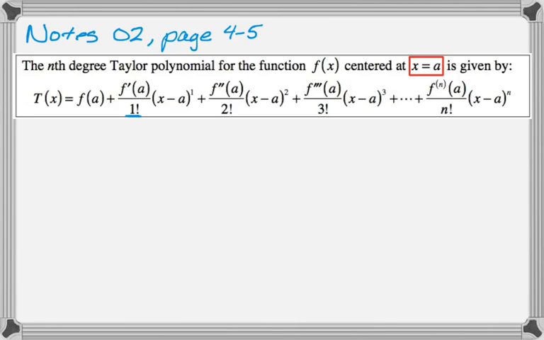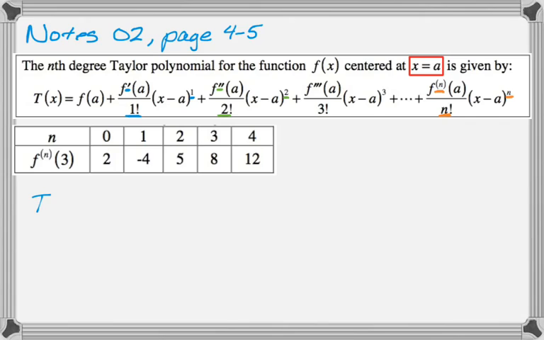So we have 1 factorial, first derivative, first power, 2 factorial, second derivative, second power, and then all the way up to n factorial, nth derivative, and then to the nth power. And now we're just going to use this a couple times. So I'll do one. So we have this table, and we're going to write the Taylor polynomial from the table.